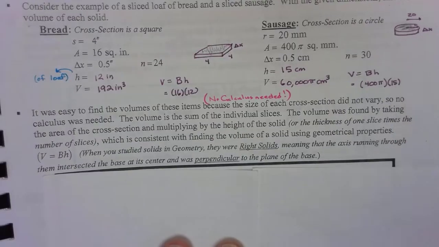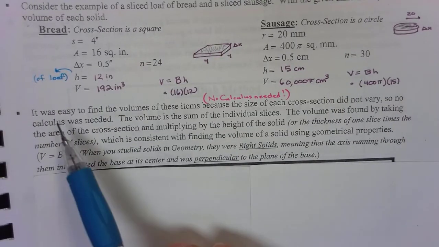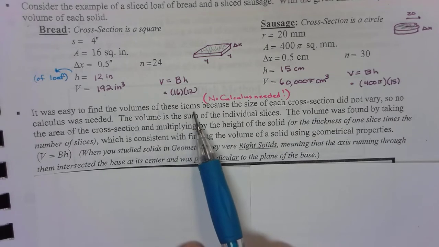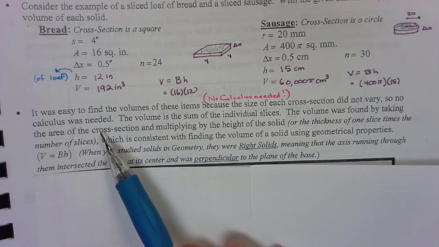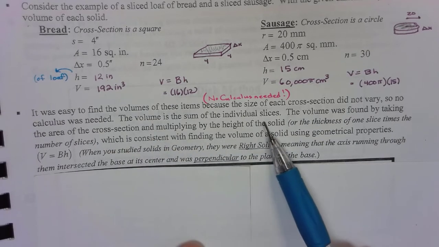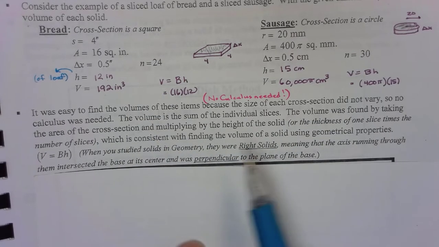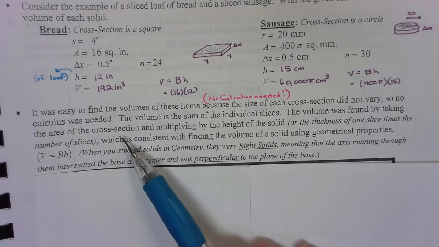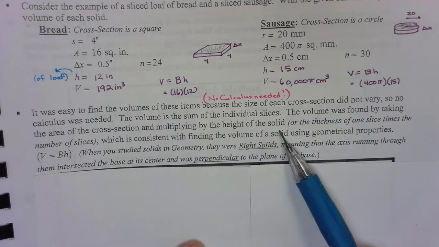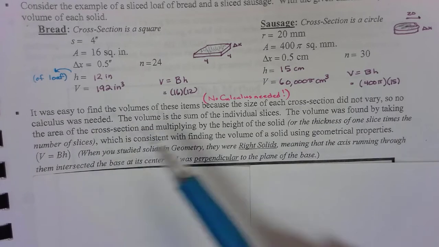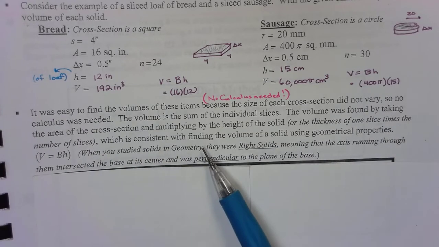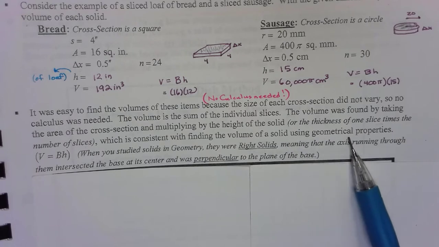Okay? So this leads us to, when do we need the calculus? It was easy to find the volumes of these items because the size of each cross section didn't vary. So no calculus was needed. The volume is the sum of the individual slices. The volume was found by taking the area of the cross section and multiplying it by the height of the solid, or the thickness of one slice, times the number of slices, which is consistent with finding the volume of a solid using geometrical properties.